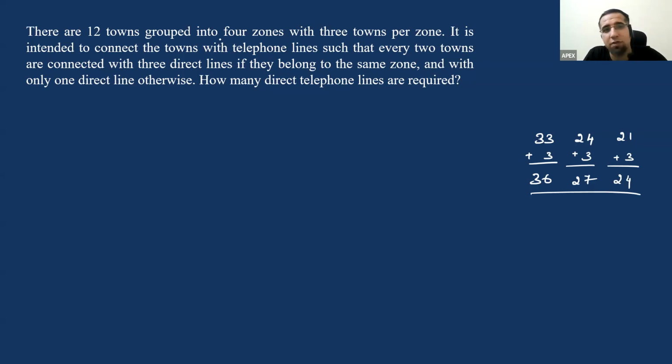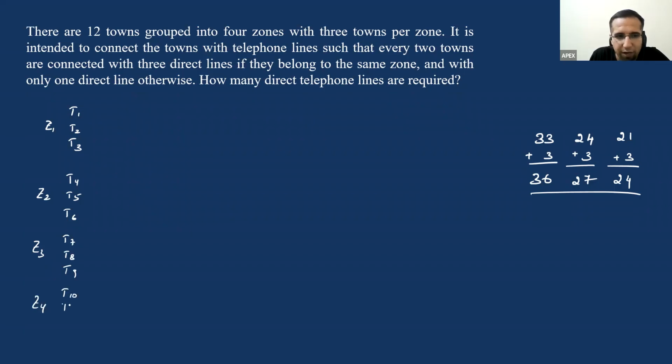Okay. Now 12 towns are grouped into 4 zones with 3 towns per zone. So let's say zone 1, you have town 1, town 2, town 3. Okay. Then you have zone 2, let's say town 4, town 5, and town 6. Then you have zone 3, town 7, town 8, town 9. And then we have zone 4, town 10, town 11, and town 12. Okay. It is intended to connect the towns with telephone lines, such that every 2 towns are connected with 3 direct telephone lines, every 2. So here, if you observe, T1 and T2 will be connected with 3.